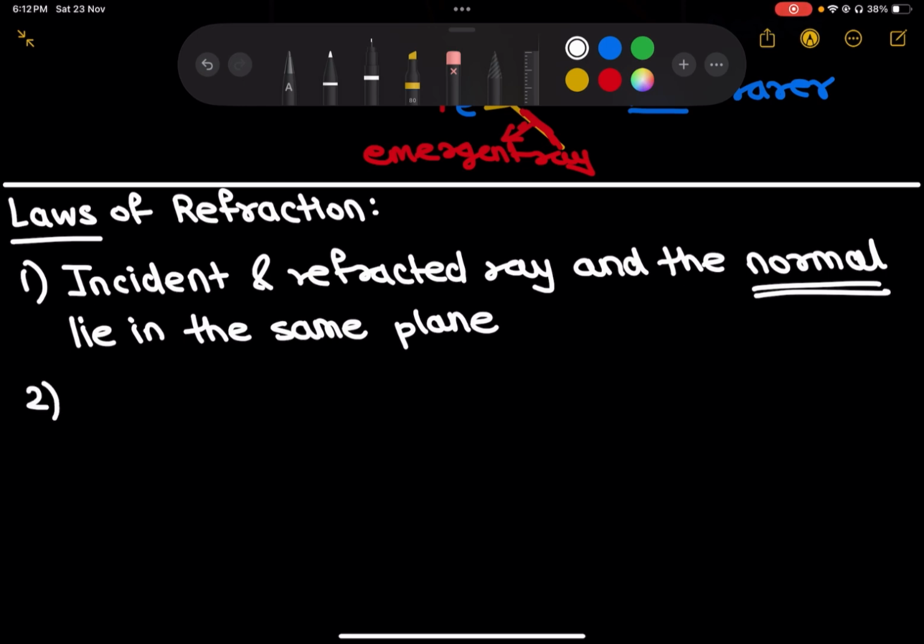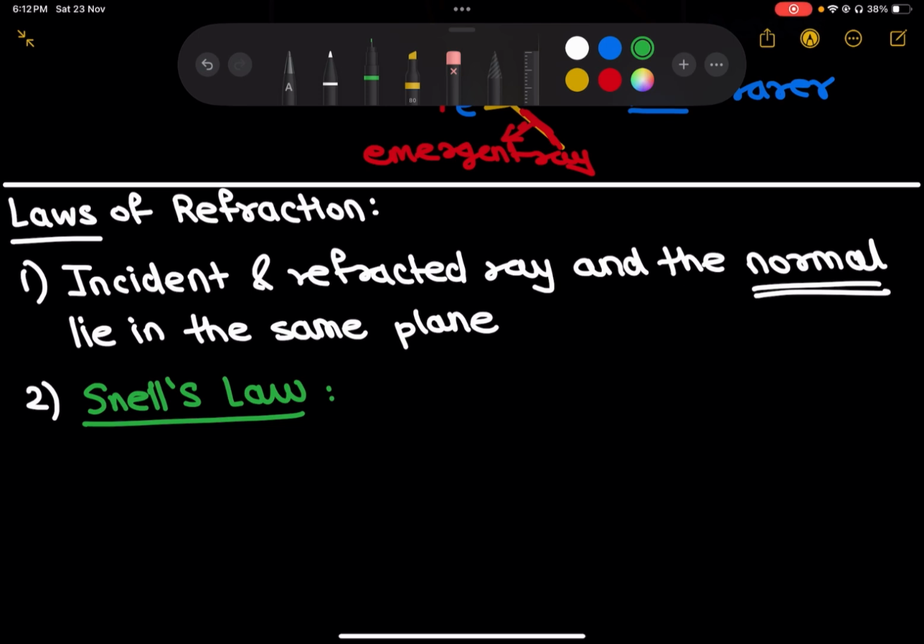Now the second one is the most important. The second law also has a special name given after a scientist. It is also known as Snell's law of refraction. Snell's law, okay? Now, what does it state? It states that the ratio of the sine of the angle of incidence to the sine of the angle of refraction is a constant.